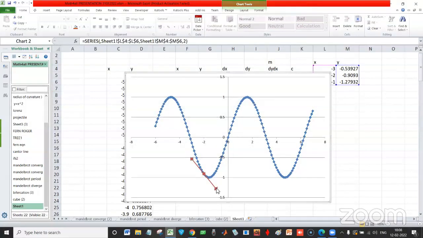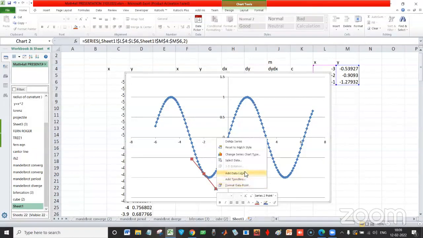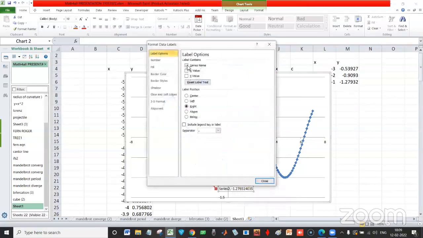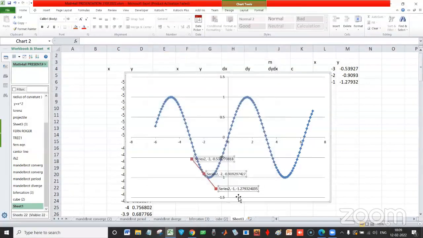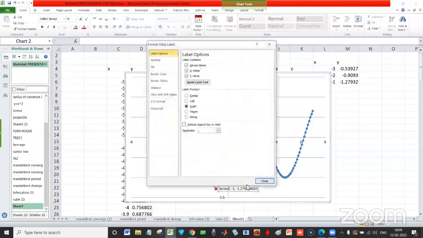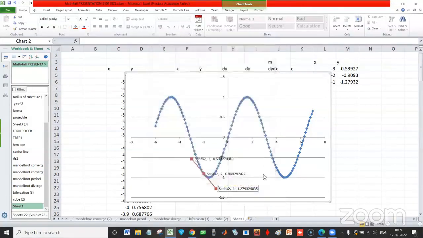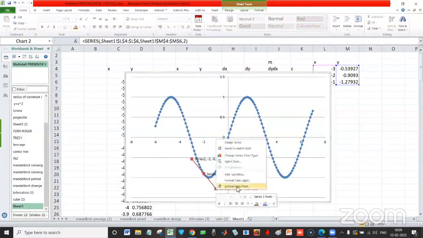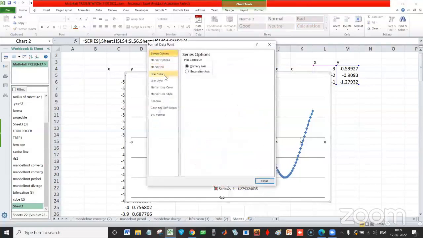Now you can do many things in formatting. You can add labels. When you put labels, it will give the y values. You can put the series name, name x, y, all these things you can do. And the series name also, we have not given any name, so series 2 is coming. So this is the thing, and you can also change the thickness and all these things as you require.